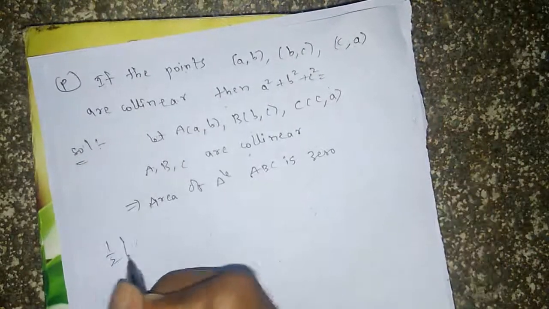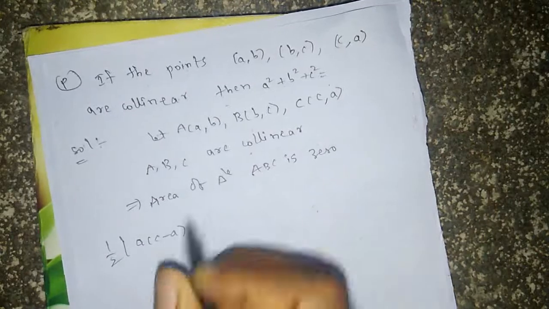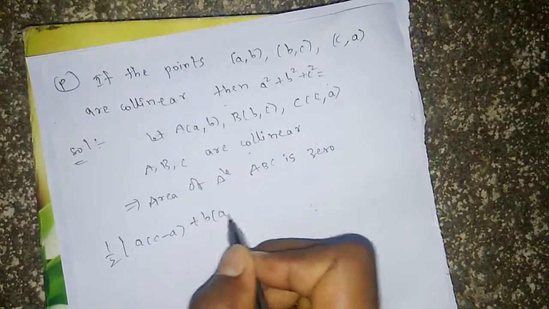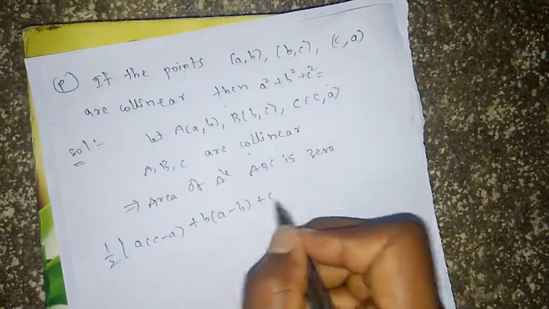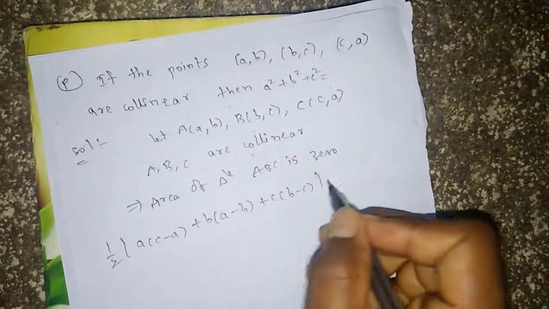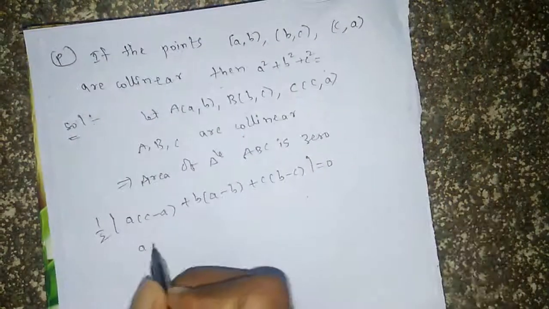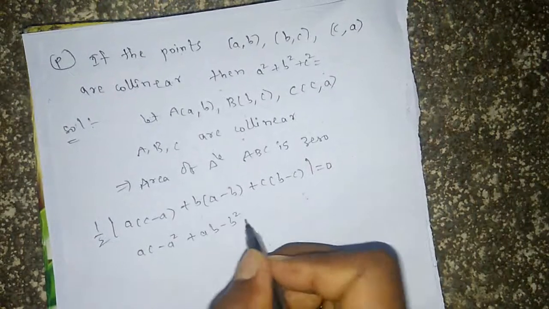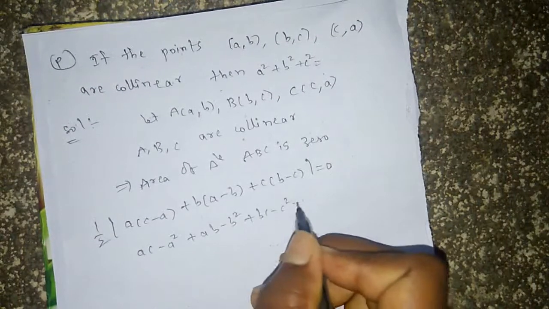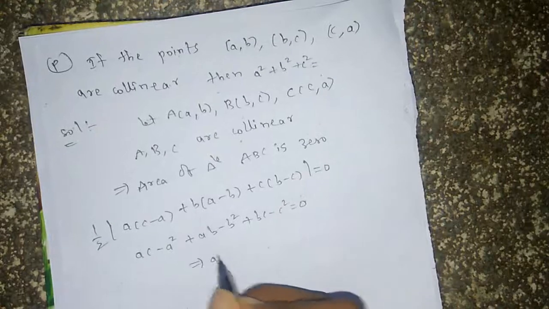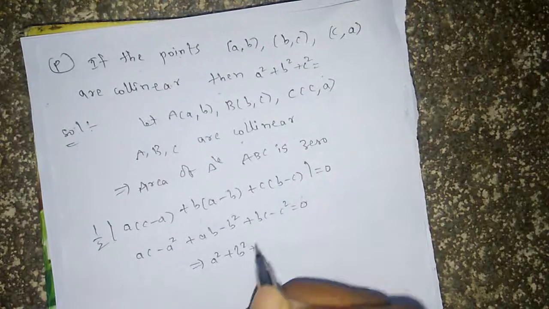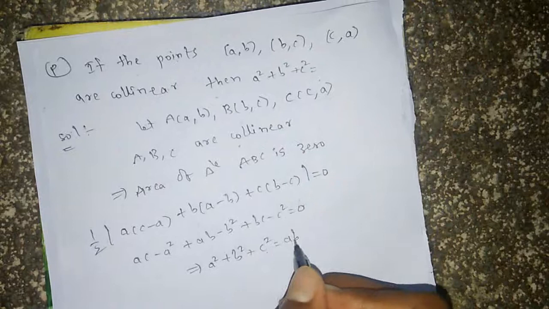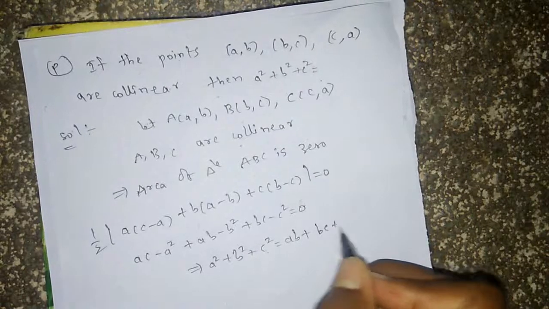That is half mod of a into (c minus a) plus b into (a minus b) plus c into (b minus c). Apply the formula, that is equal to 0. ac minus a square plus ab minus b square plus bc minus c square is equal to 0. Implies a square plus b square plus c square is equal to ab plus bc plus ca.